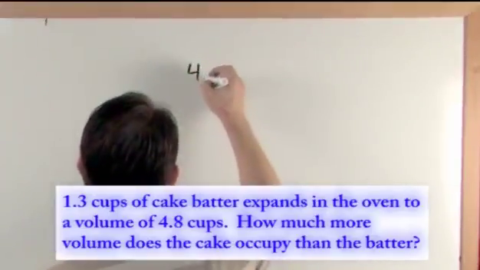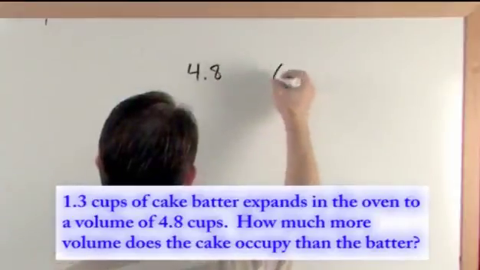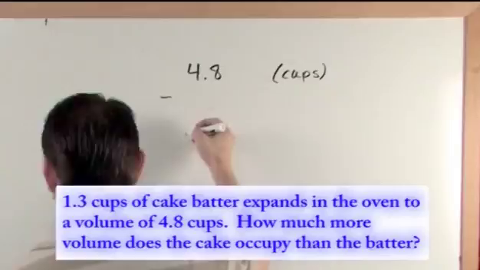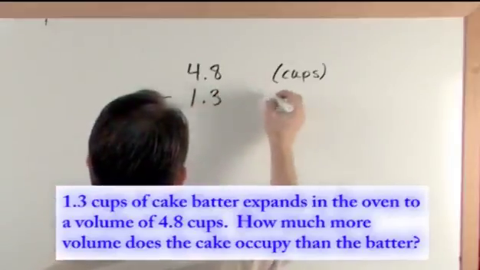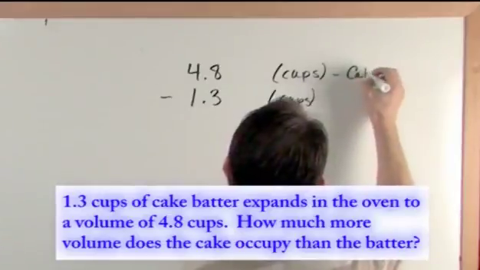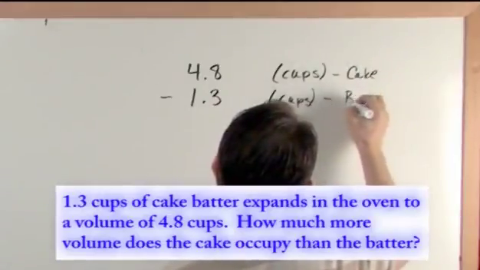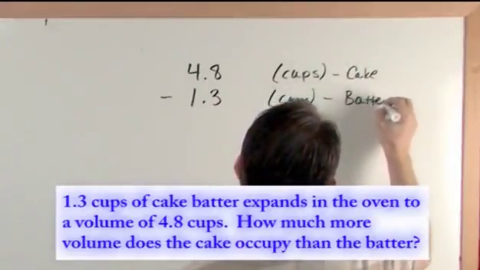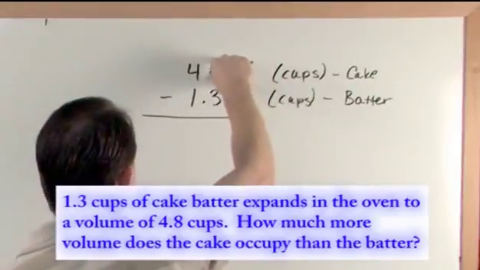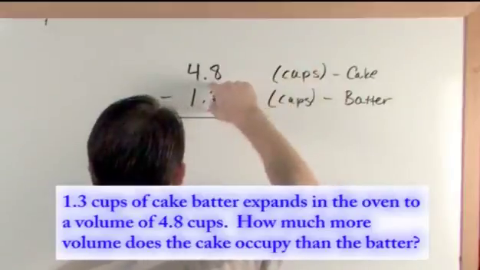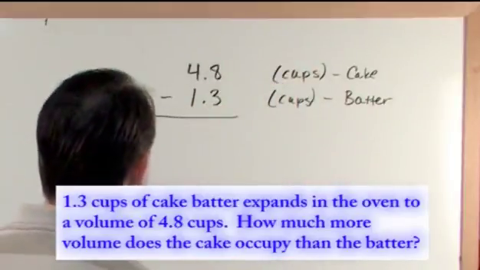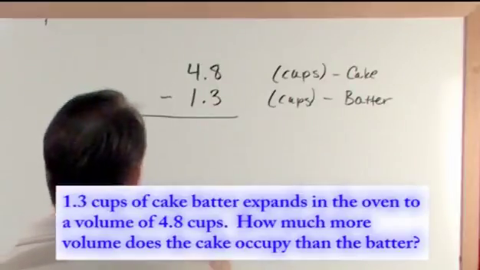So 4.8 what? It's 4.8 cups. Okay, and we're subtracting off 1.3 cups. Now this is the cake after we pull it out of the oven, and this is the batter that we put in there. So we're taking the volume of the cake here, and we're subtracting off the volume of the batter, and that is going to tell us how much more volume the cake occupies than the batter.